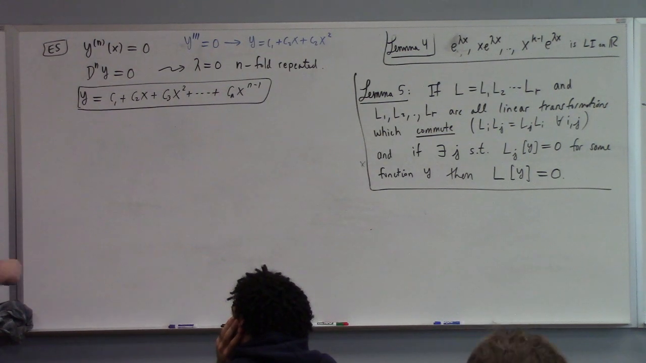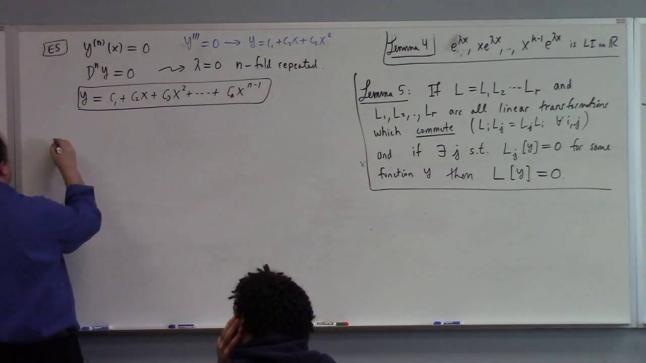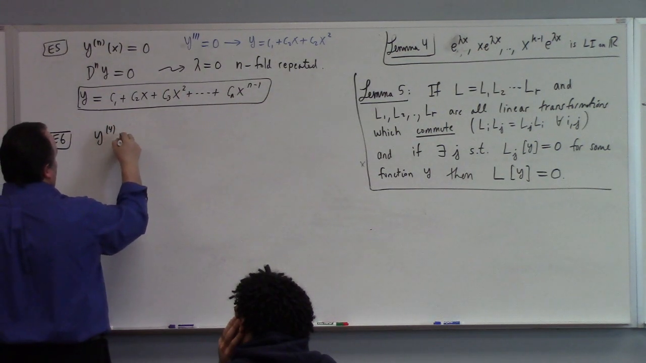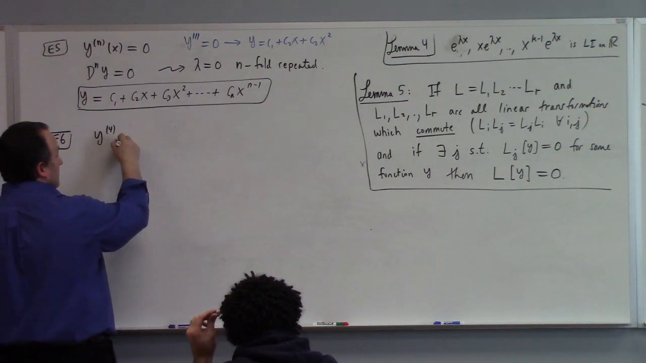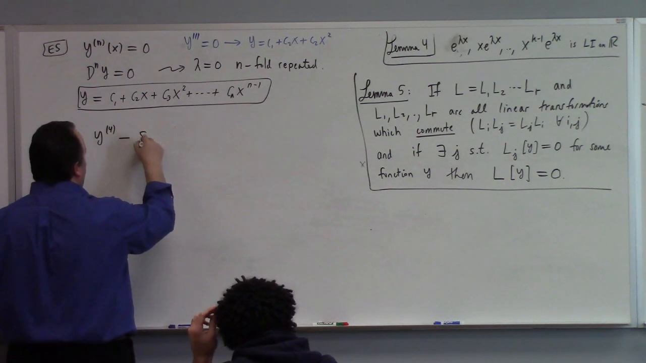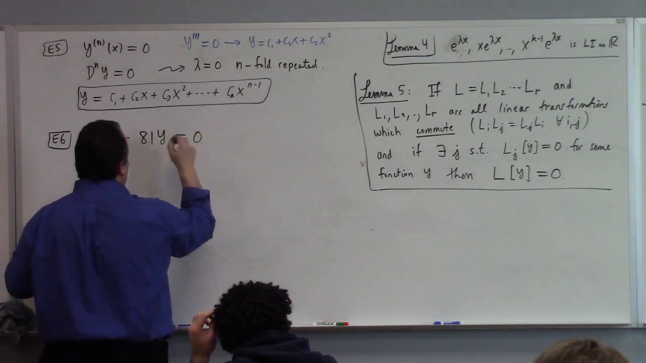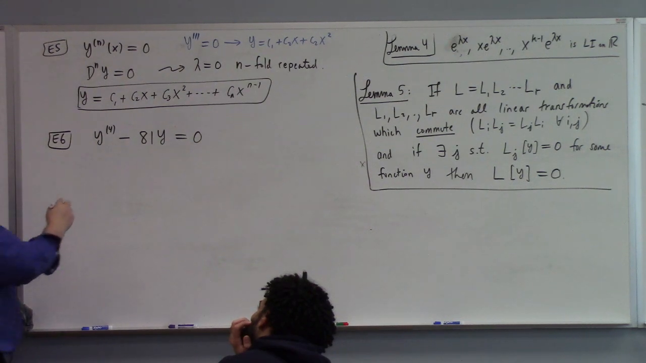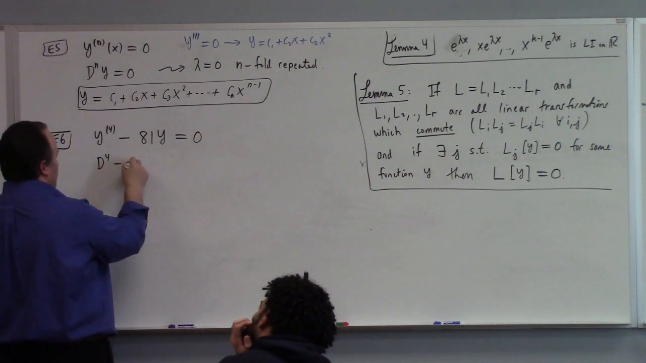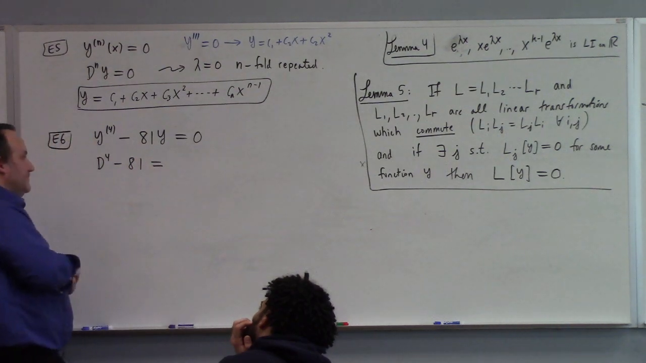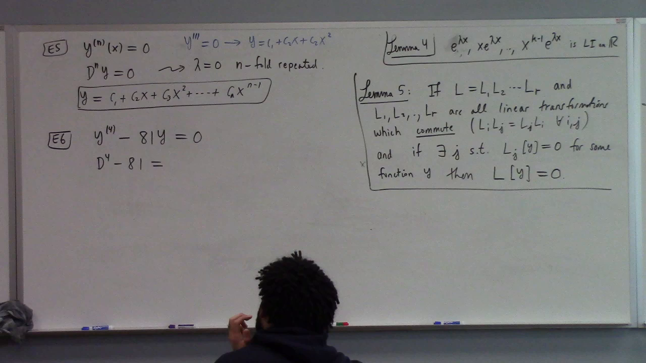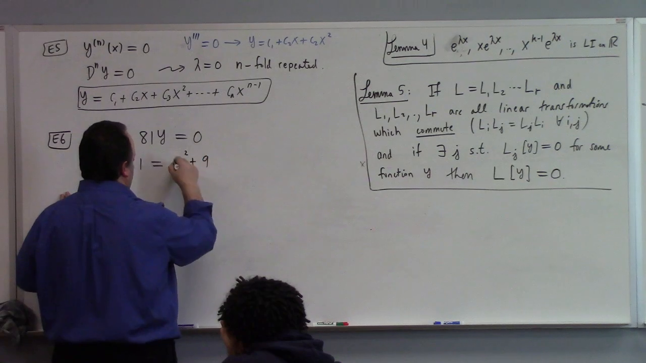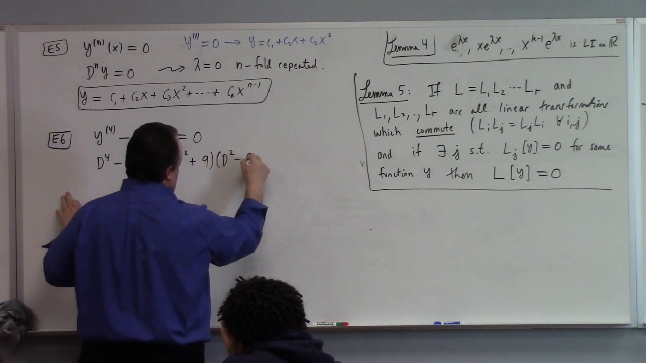Okay, let's do a complex one, yeah? So example 6. What if we're up against, say, the fourth derivative minus, we'll make it relatively easy, 81y equals 0. So what's the polynomial problem I'm up against? I'm up against D to the fourth minus 81. What's that equal to? I heard a D squared plus 9 times D squared minus 9, right?